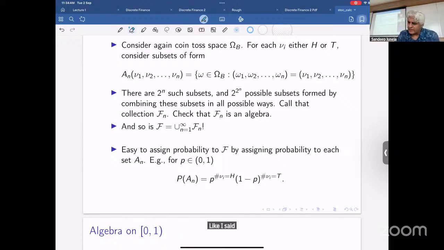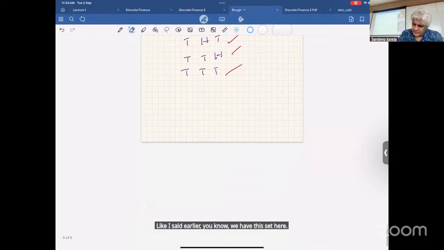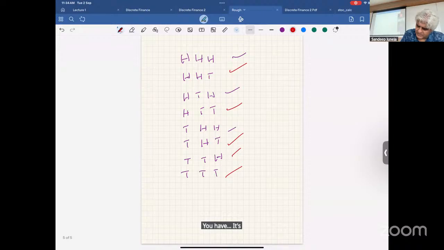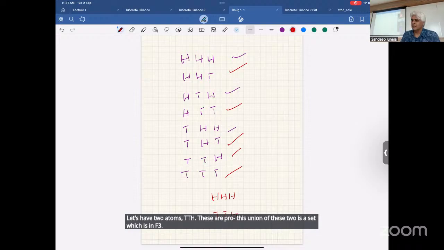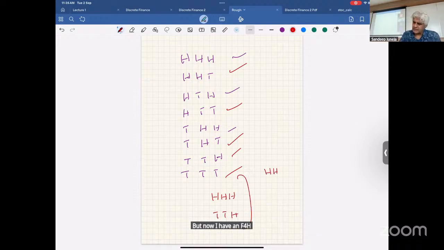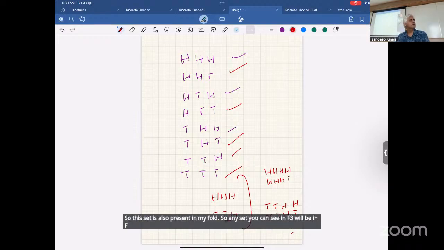Like I said earlier, we have this set here. You have this atom HHH, and let's have two atoms, TTH. The union of these two is a set which is in F3. But now in F4 I have HHHH, HHHT, TTHH, TTHT. This set is also present in F4. So any set you can see in F3 will be in F4. Okay, so shall we carry on?